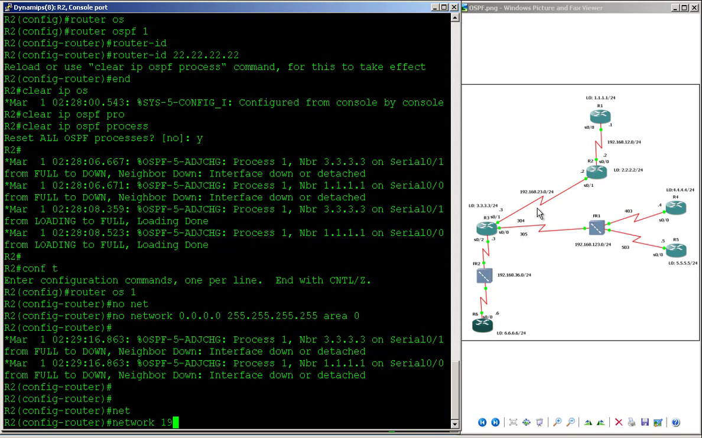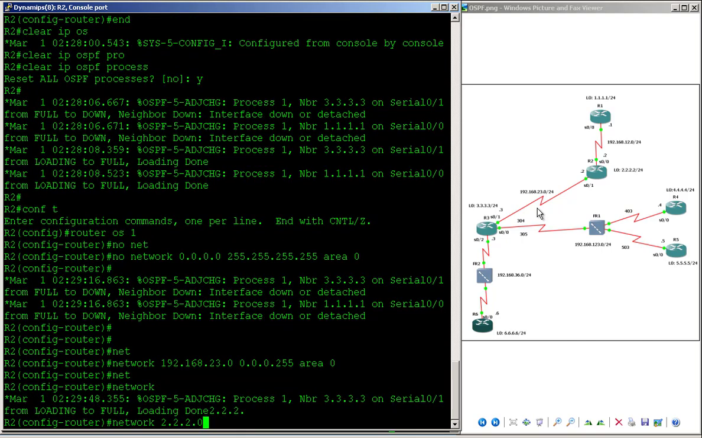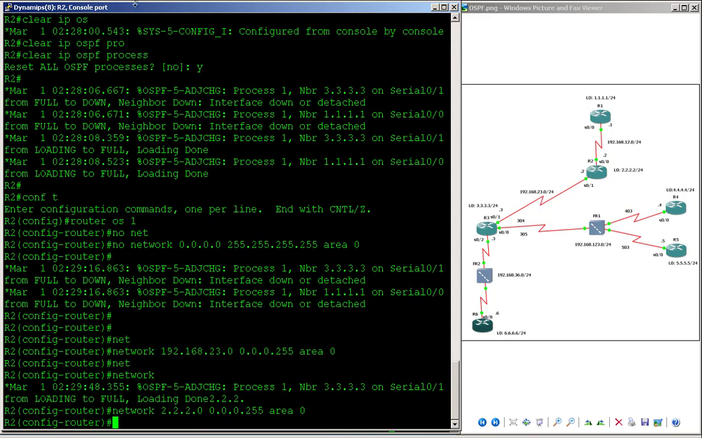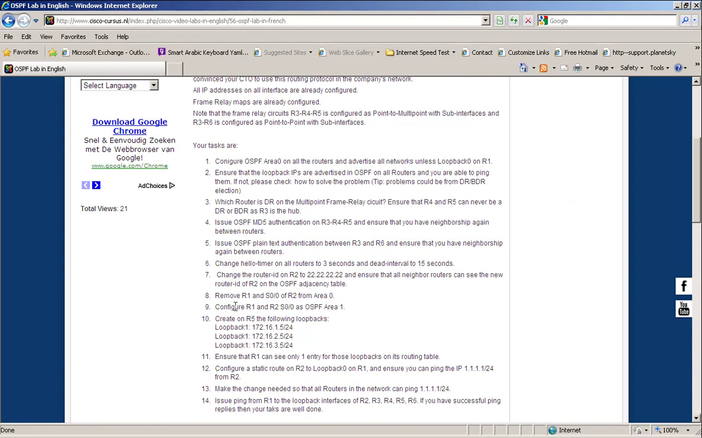Network 192.168.23.0 and network... okay. So I took out router 1 and 0.0.0.0 on router 2 from area 0. Now configure router 1 and router 2 as 0.0.0.0 on OSPF area 1.